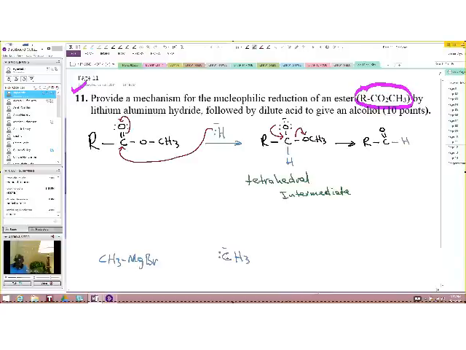Because keep in mind, that is what I want to show you, the similarity between these mechanisms. They are basically the same type of mechanism. A nucleophile attacks the electrophilic carbon to form the tetrahedral intermediate, and then you reform the carbonyl. In this case, you form an aldehyde. In the case of the Grignard, you form a ketone. So at this point, the aldehyde is also very reactive. So another hydride comes in.